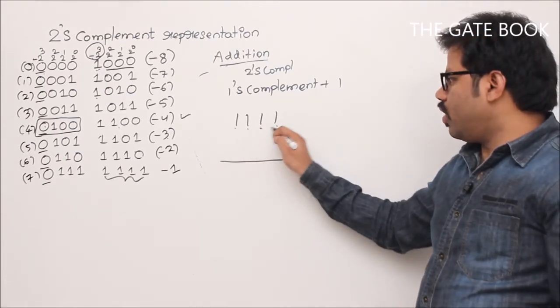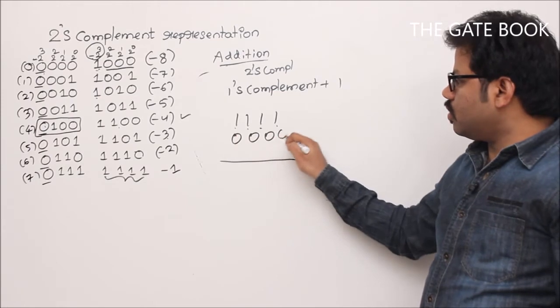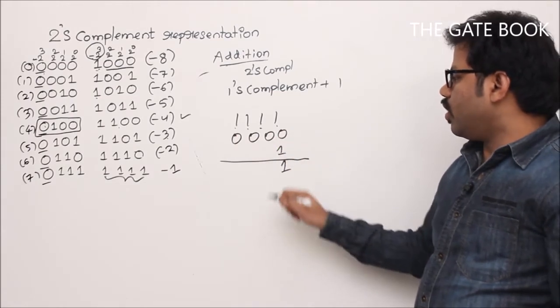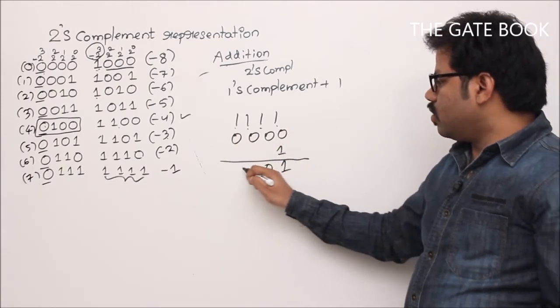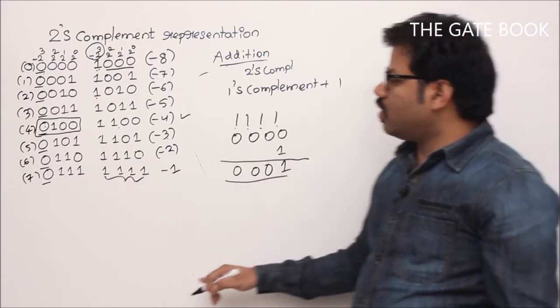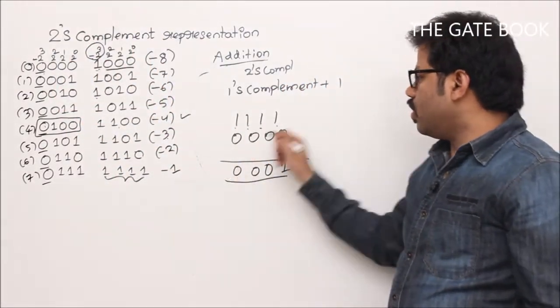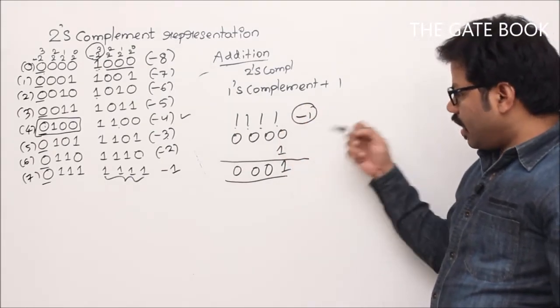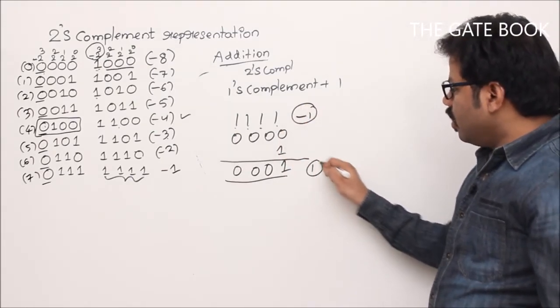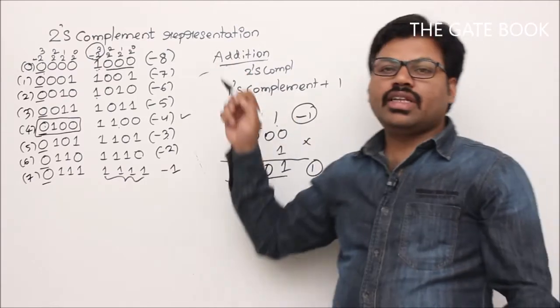For 1, 1, 1, 1, the 1's complement is 0, 0, 0, 0. Add plus 1. So what do you get? 0 plus 1, 1. 0, 0, 0, 1. Just check it out. What is that 0, 0, 0, 1? 1. So what is 1, 1, 1, 1? Minus 1. Minus 1's 2's complement operation gives you plus 1. So that is the way this 2's complement is designed.